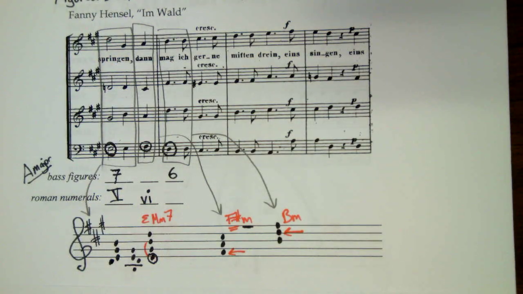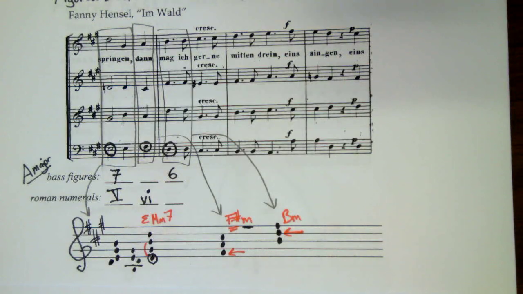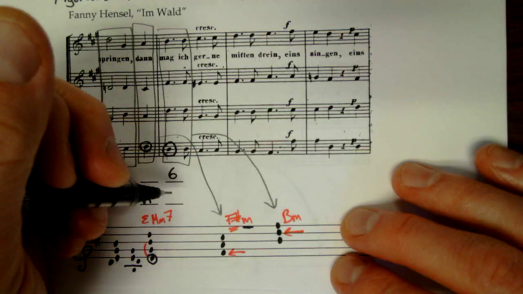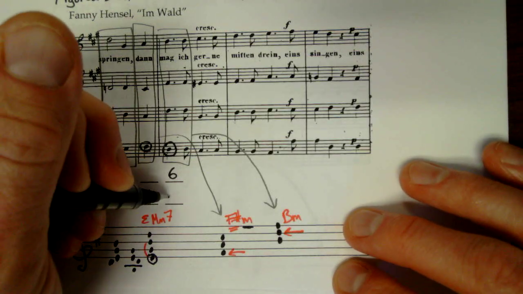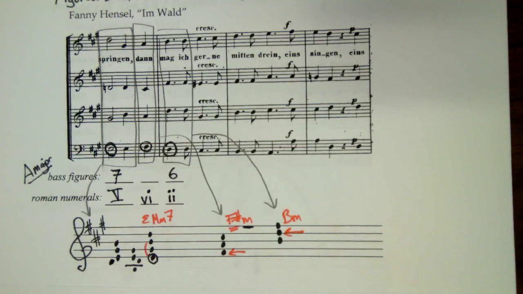All right. Finally, we'll use the root in the scale to write our Roman numeral. Okay, so the root is B. B is the second note of an A major scale. So this is going to be a Roman numeral 2. And because it's a minor chord, it's going to be a lowercase Roman numeral 2. So I'm going to write that lowercase ii, like so.